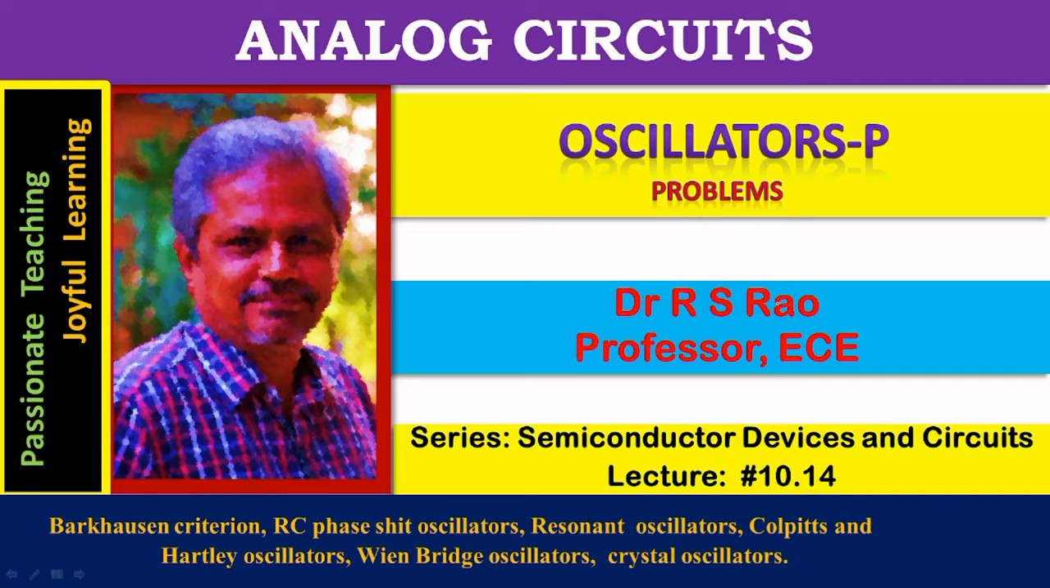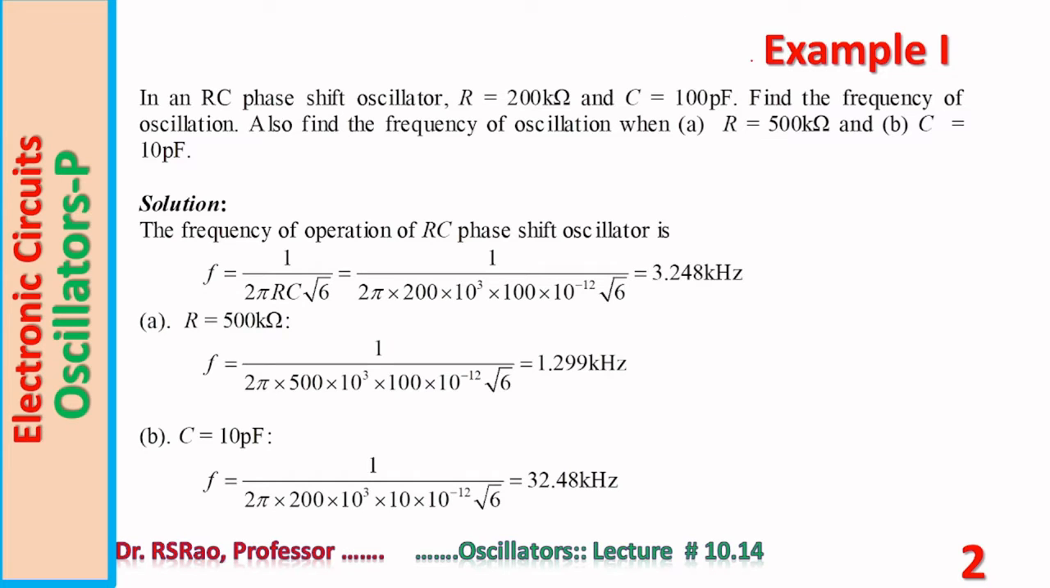Now we move further to begin the core session. We start the session with a problem. Example 1. In an RC phase shift oscillator, R is 200K, C is 100 picofarads. Find the frequency of oscillation. Also find the frequency of oscillation when A, R is 500 kilo ohms, and B, C is 10 picofarads.